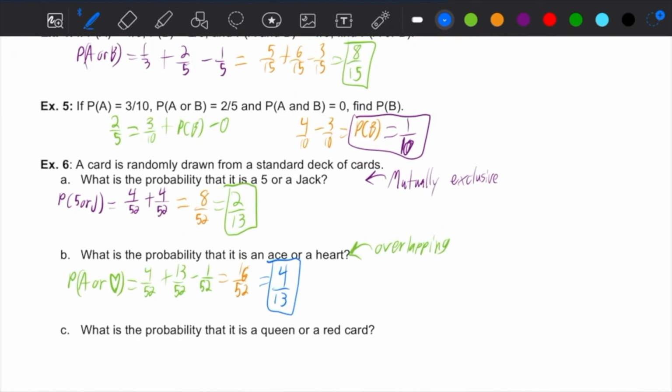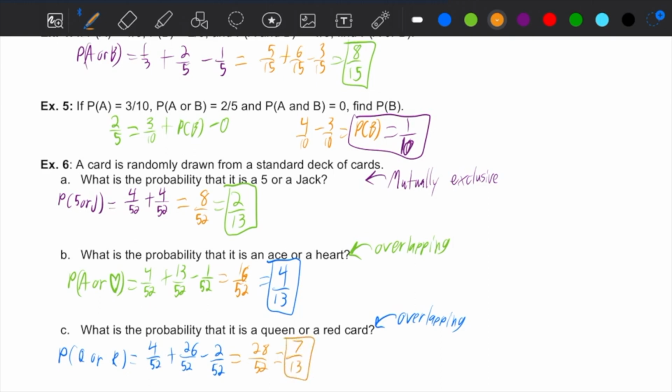Go and try letter C on your own. So C, these are overlapping again because there are 2 red queens. So the probability that you get a queen or you get a card that's red is 4 over 52 because there's 4 queens, plus 26 red cards, half the deck, minus the overlap, 2 of the queens being red. And you'd end up getting 28 over 52, which ends up reducing to 7 over 13.